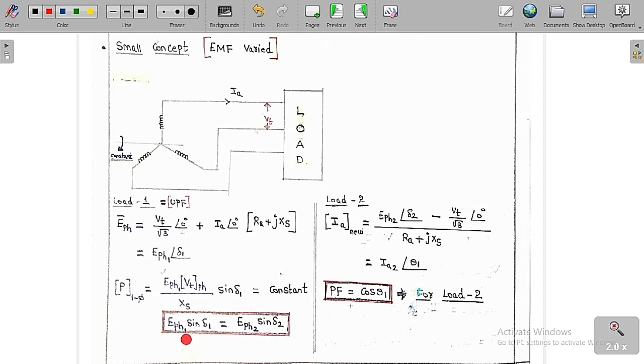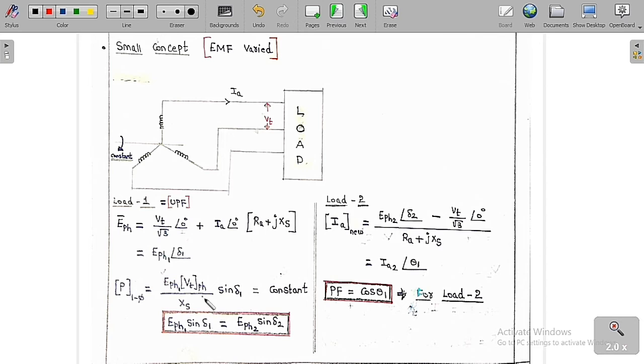I already told you one important point: whenever the mechanical input is a constant, this E value is going to vary, and the excitation is going to vary, and this is the constant. The input power is always constant, irrespective of the variation of the EMF. So definitely, this V is a constant. This terminal voltage will always be constant.